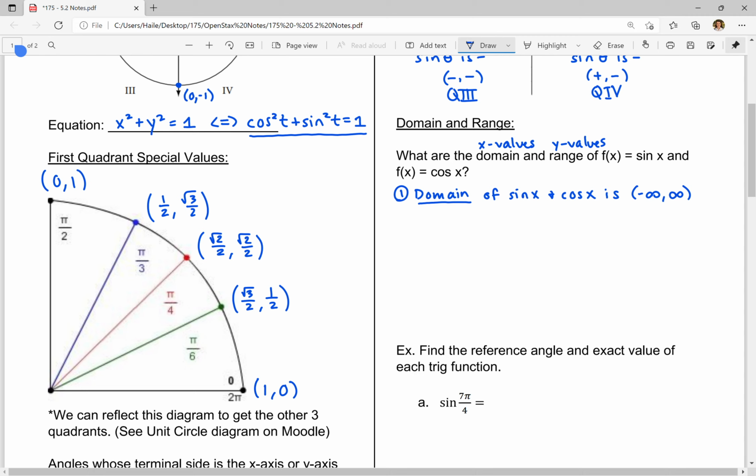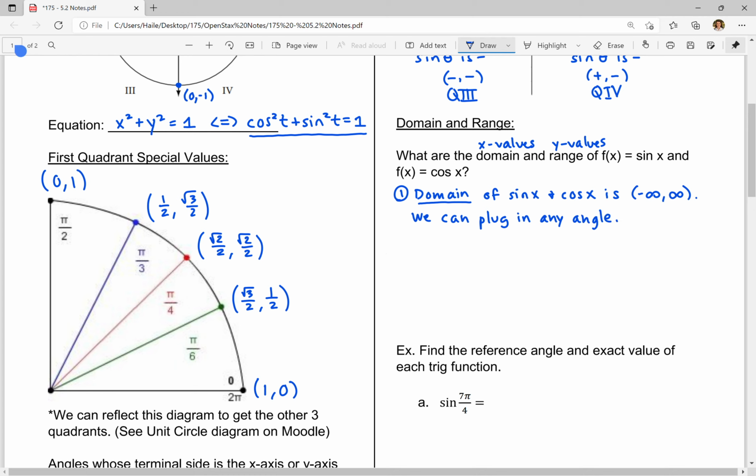Okay, so what this means is that we can take any angle and plug it in for x or theta or whatever we're calling the angle in the problem. So this means we can plug in any angle. So let's think about why this is.